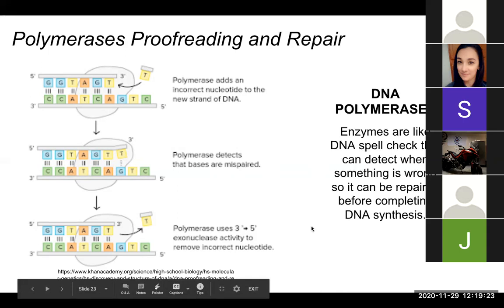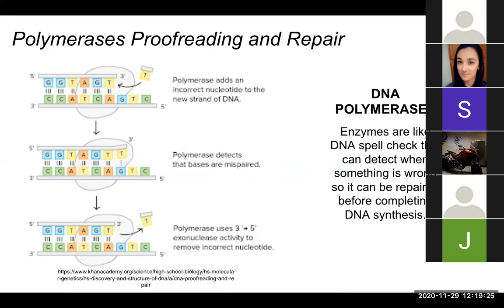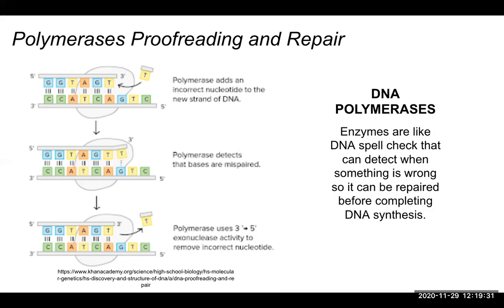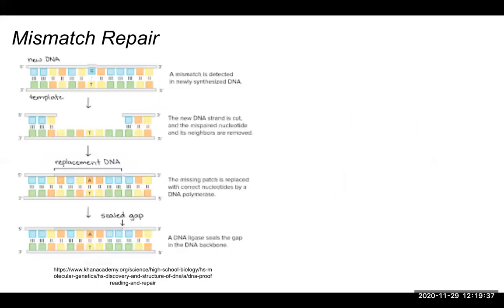So I think of it as a DNA spell check. Even though it did the mistake itself, it still goes back and tries to fix it when something is wrong, to repair it and prevent these mutations from happening. But sometimes it makes mistakes and it gives longer segments of this mistake.